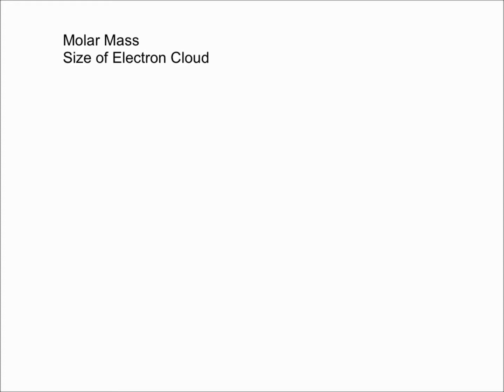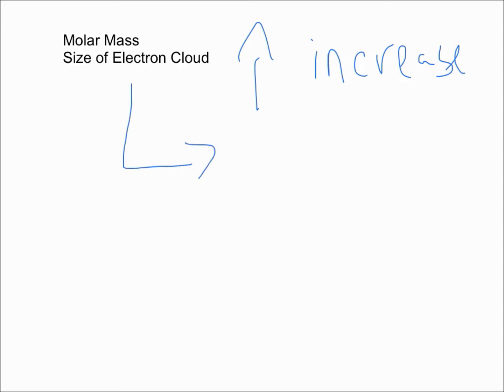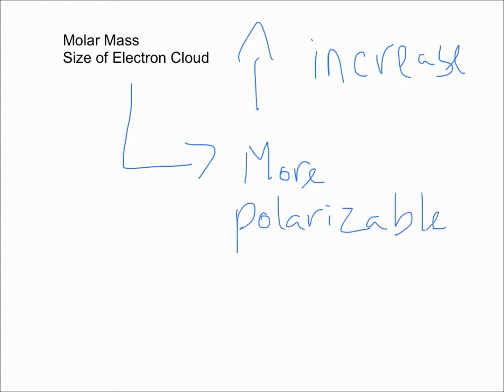But what this means is that as the electron cloud increases in size, the species will become more polarizable. And something becoming more polarizable means it will have stronger London dispersion forces. Stronger London dispersion forces are stronger intermolecular forces, increasing the boiling point.